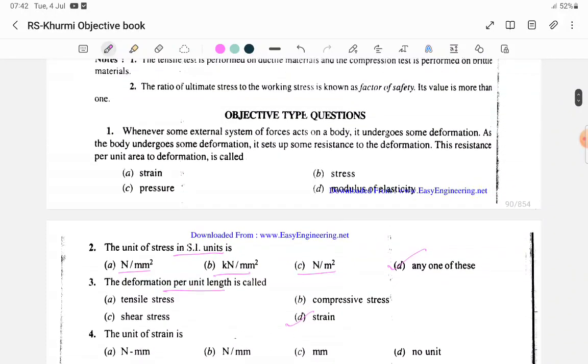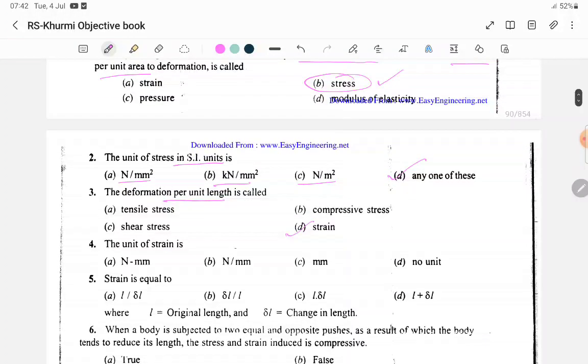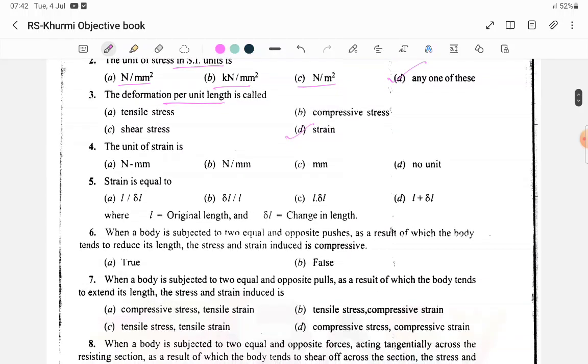We missed the first question here, sorry. Whenever some external system of forces acts on a body, it undergoes some deformation. As the body undergoes deformation, it sets up some resistance to deformation. The resistance per unit area, see, stress means internal resisting force. So this is the correct answer: resisting force per unit area is the stress. Stress is equal to force by area, and this area is the resisting area. So this much you have to understand. You have to tell your answer before I mark, so that it will be like a test for you.